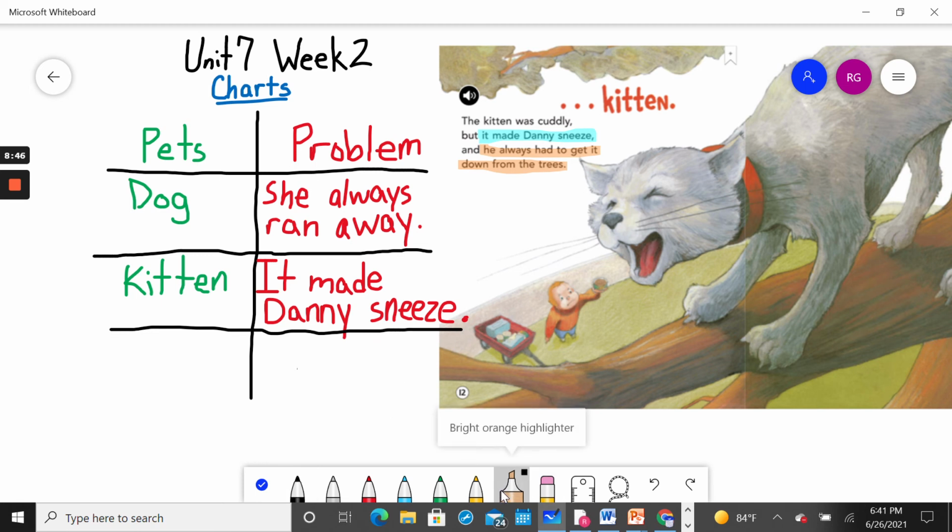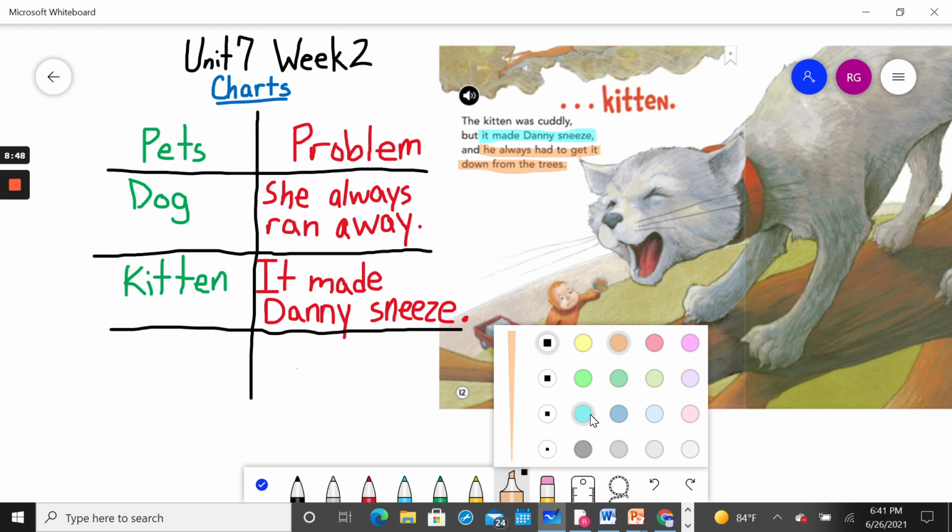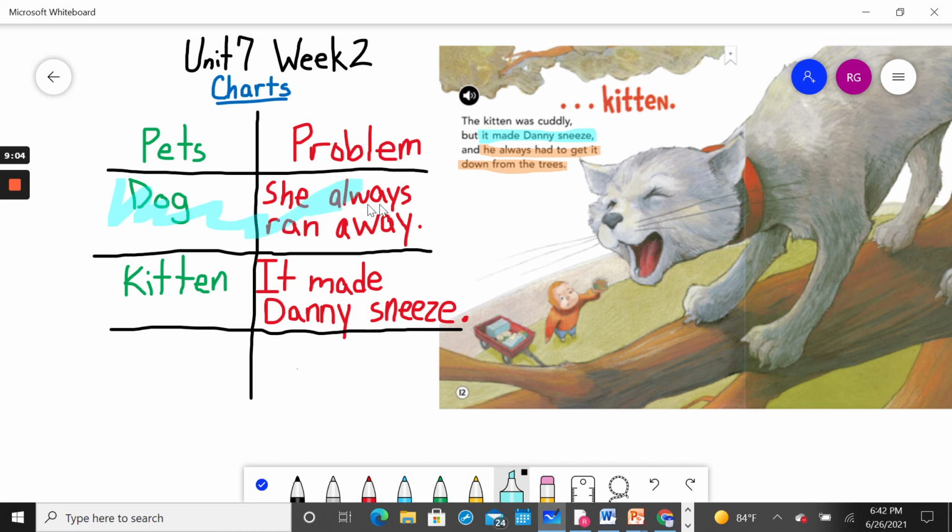So if we look at our chart and we review the information, or look at all of the things that the chart is telling us, we can see in green that all of the pets are listed on one side and all of the problems are listed on the other. And when we look at a chart, we go across and we can figure out directly what was one of the problems that Danny had with each of those pets.